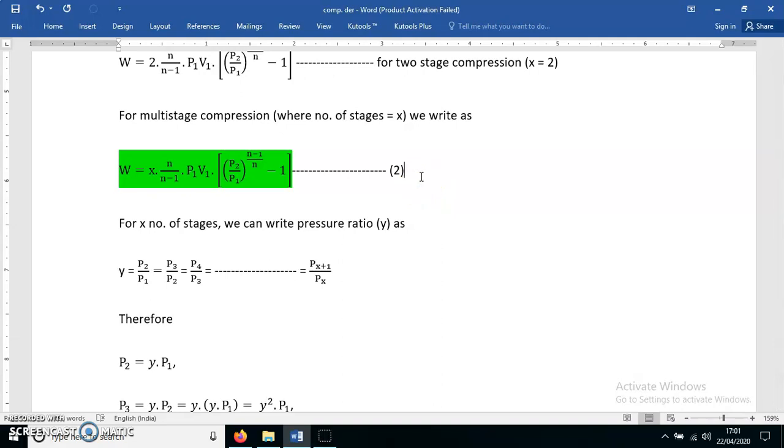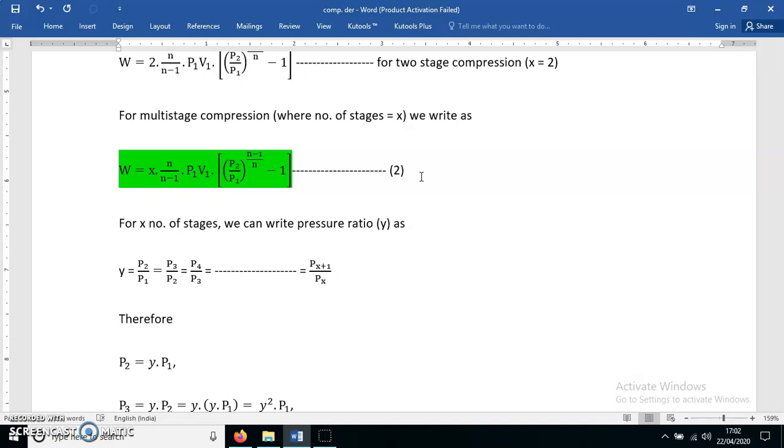Thank you. In the next lecture, we will see what the values of the pressures will be when intermediate pressures are more than 2, in which case more than 2 intermediate pressures are coming: 3 stages, 4 stages, 5 stage compression.